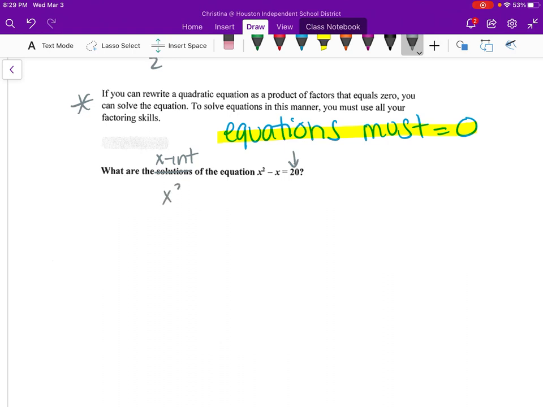Okay, so let's do the first thing, which makes the equation equal to 0, not 20. So in order to make this equal 0, I'll subtract 20.